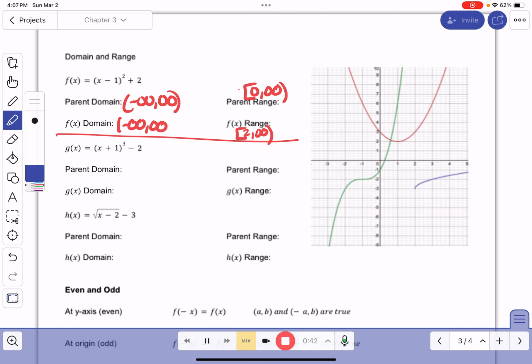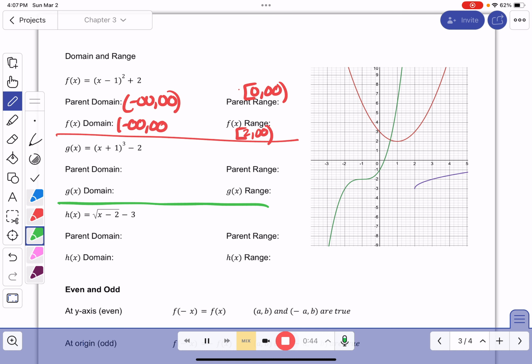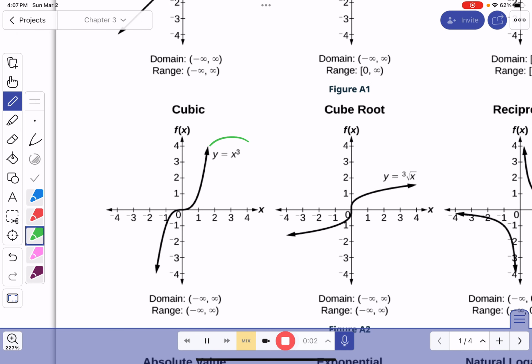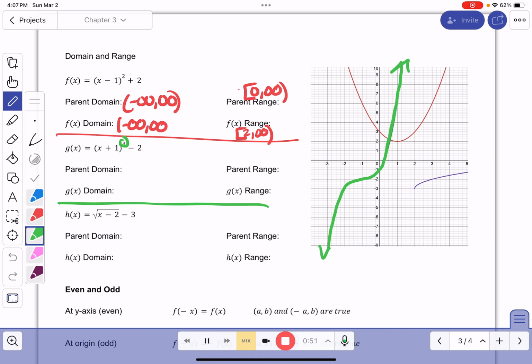All right, so now let's look at the green graph. By this little 3 here in our equation, or if we find the graph that it looks like, we have a cubic where the parent domain and range are negative infinity to infinity. And then we go up and down forever and left and right forever. So our translated graph's domain and range is the same.